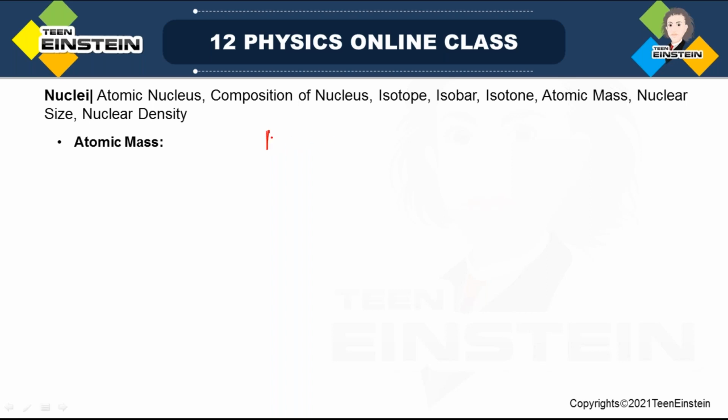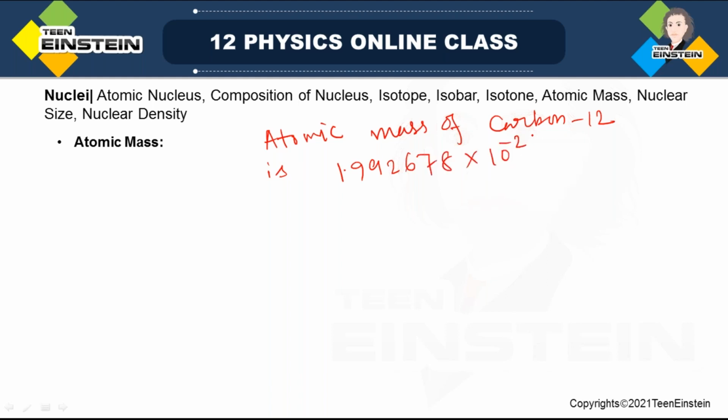Atomic mass of carbon 12 is actually 1.92678 into 10 to the power minus 26 kg. So see, this is the typical amount of mass, see how much less it is, 10 to the power minus 26 kg. Look, this is very, very small.